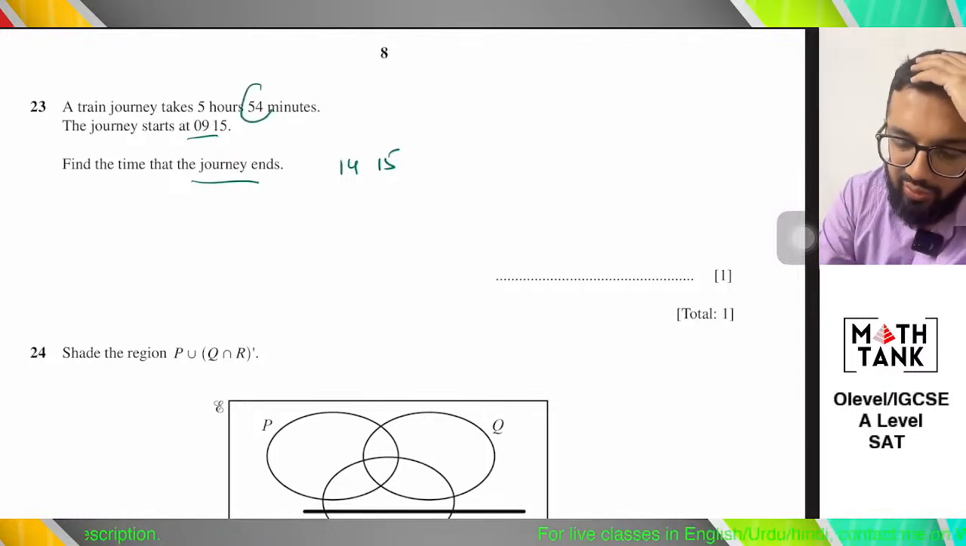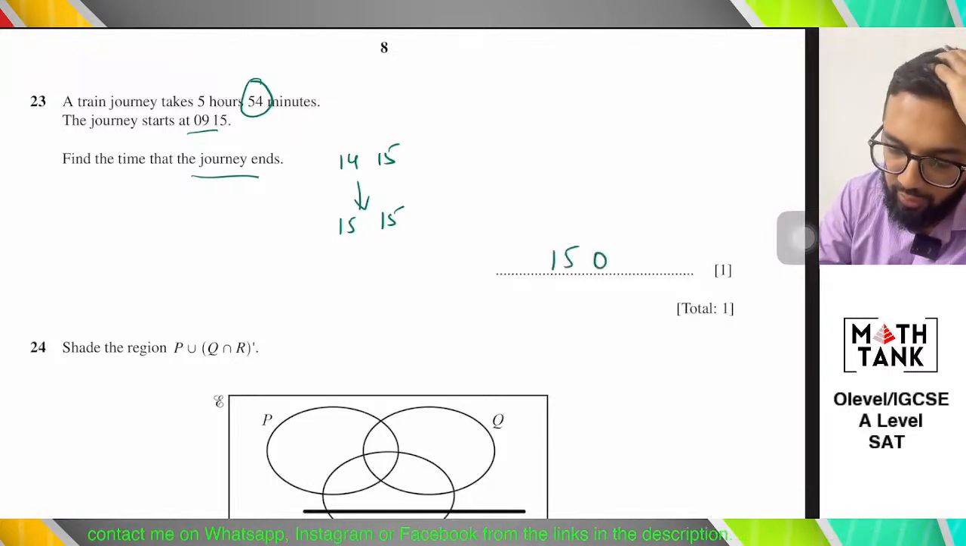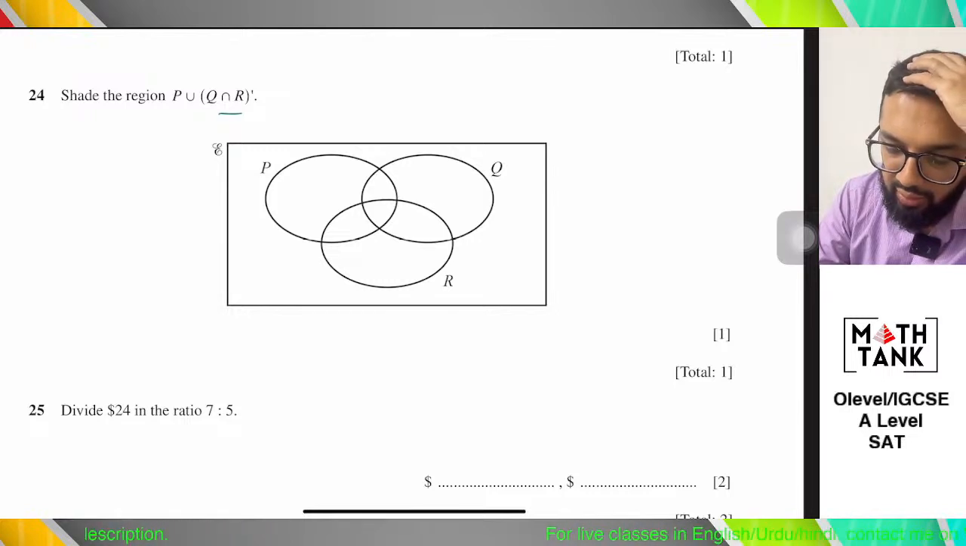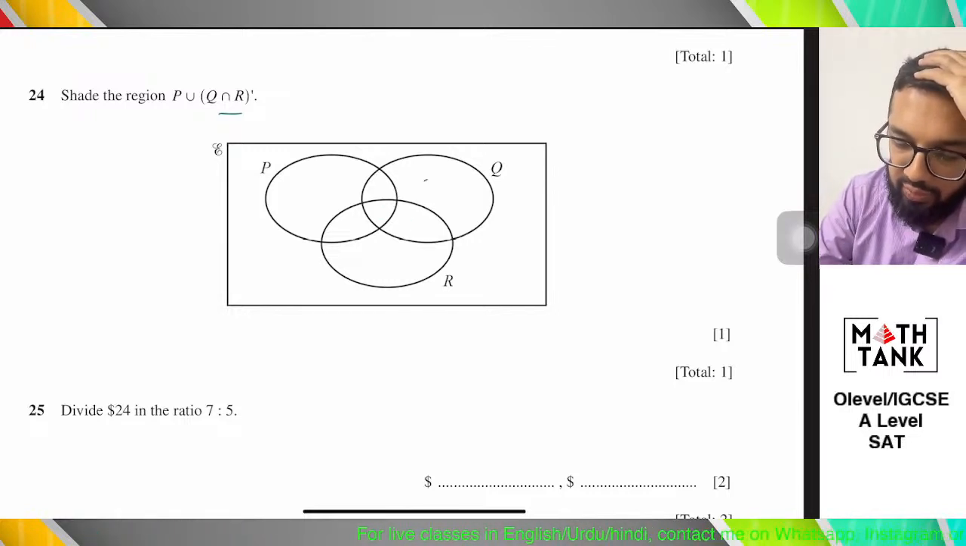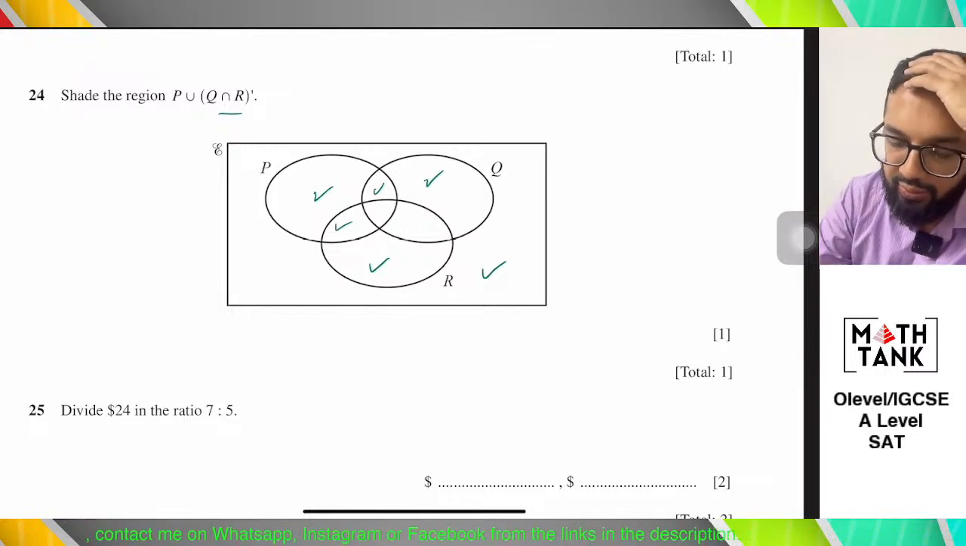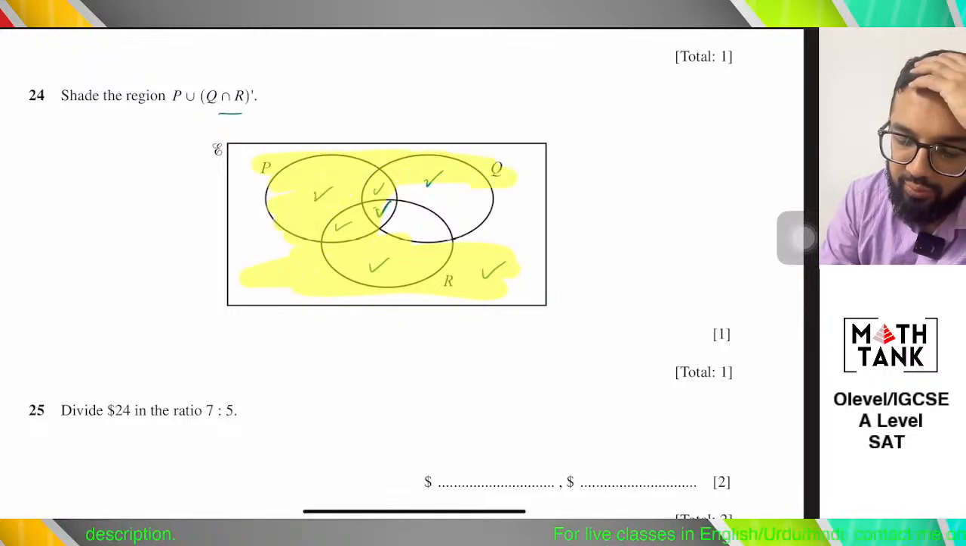Okay, and since this is very close to an hour, what I can do is go forward and subtract 6 minutes out of it. So I go forward 1 hour, then I subtract 6 minutes, that gives me 15:09. That's the easy way of thinking about it. Q intersection R prime, Q intersection R is here and here. I want the complement of that, which means I want all of these areas, and I want to union it with P, so P is also present here. I shade all of this, very similar to the question that I just did for you earlier.